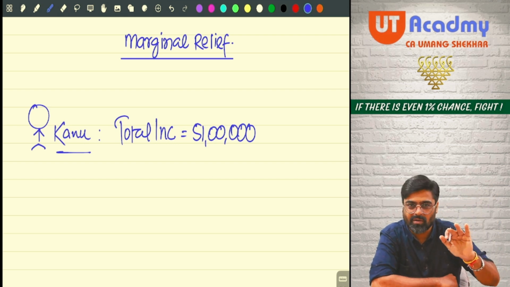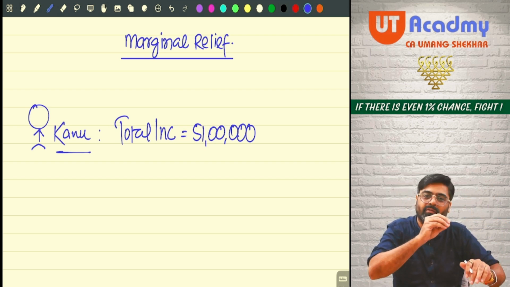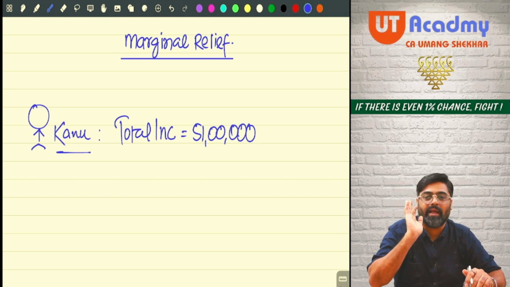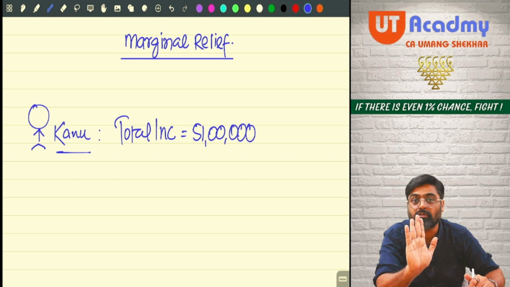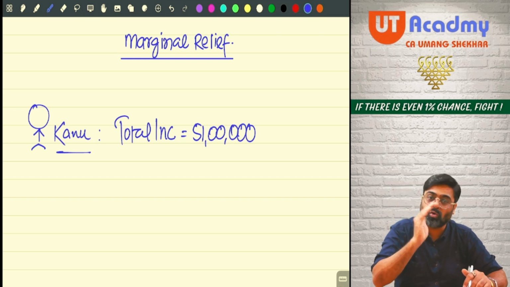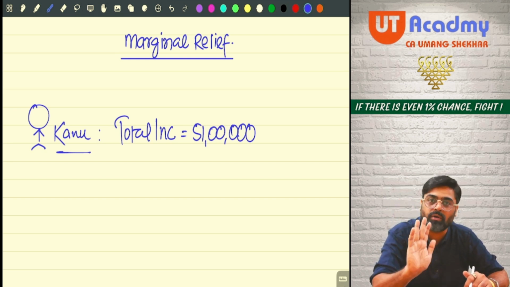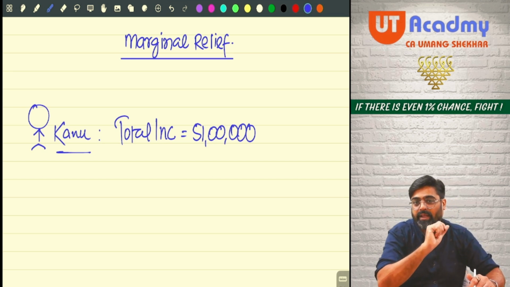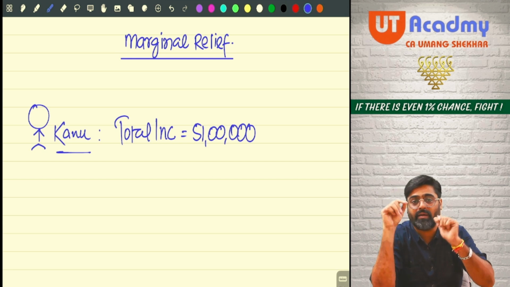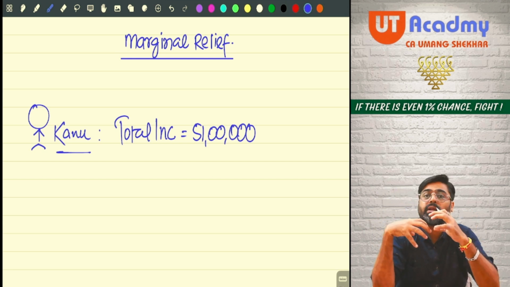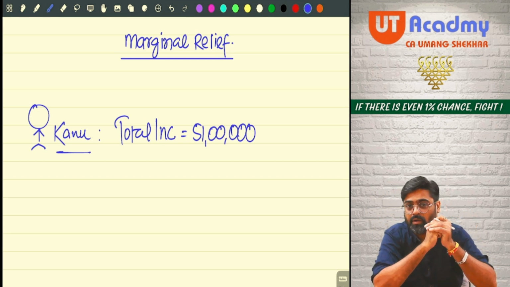To make the calculation simpler, I have taken 51 lakhs. 1 lakh rupees over and above 50 lakhs I have taken. Yes or no? It can be any amount over and above 50 lakhs. So first of all, Kanu is saying that, sir, this year's total income I have calculated. My total income is 51 lakhs. I said, very good, Kanu, congratulations.